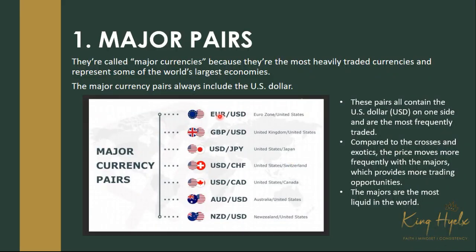So let's go over here. Euro USD, imagine USD is not here, but you pair, let's say, Euro against GBP, that's a cross currency. You pair GBP against JPY, that's a cross currency. You pair CHF against JPY, that's a cross currency. You pair CHF against CAD, that's a cross currency pair.